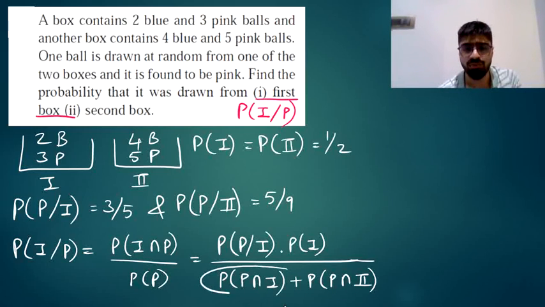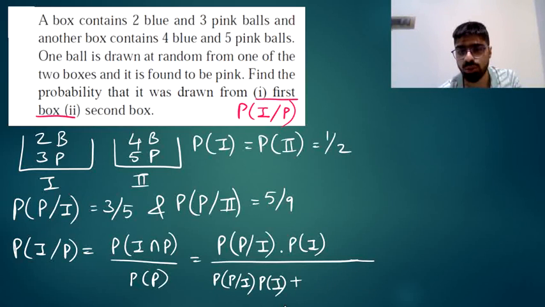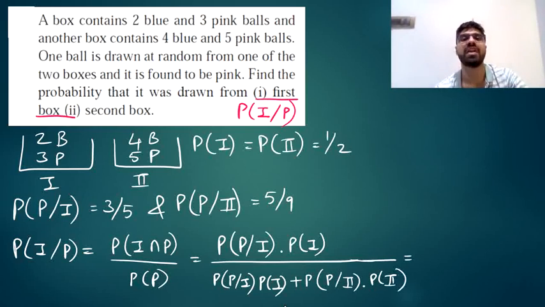And we will write P of P intersection 1 like we have written it in the numerator. So P of P intersection 1, we write it as P of P given 1 into P of 1. Similarly, P of P intersection 2 can be written as P of P given 2 into P of 2. We have framed our entire formula. All we need to do is put in the values and evaluate the final answer.